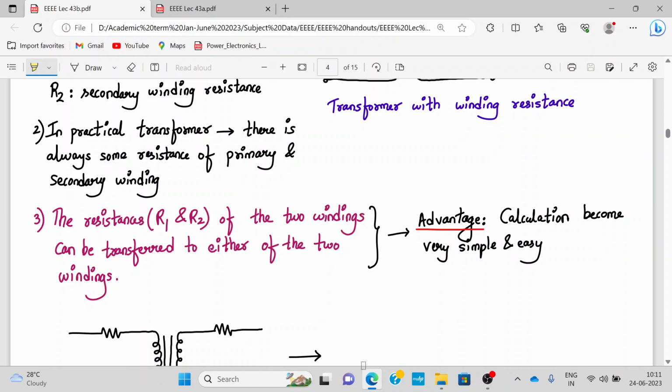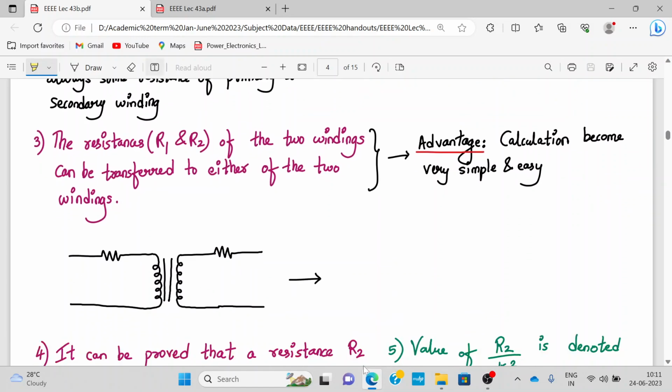So the resistances R1 and R2 of the two windings can be transferred to either of the two windings. The advantage is that the calculation becomes very easy and simple. Now let us understand what this means.